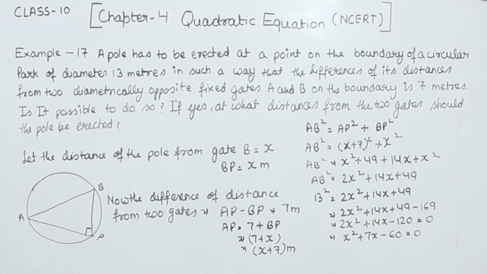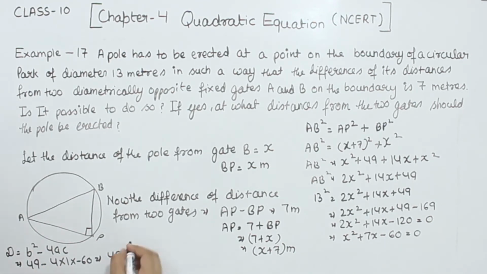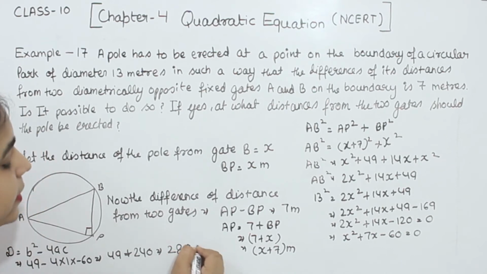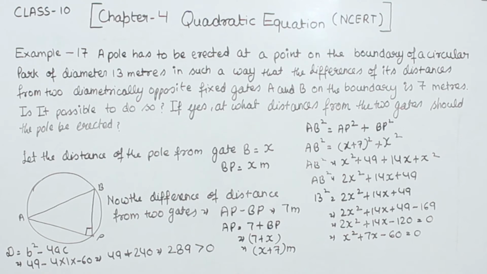Now we are going to find the discriminant D, which equals b square minus 4ac. Here b is 7, 7 squared is 49, minus 4 times a, which is 1, times c, which is minus 60. Minus and minus make plus, 4 times 60 is 240. Adding, D equals 289, which is greater than 0. So the equation has real roots.